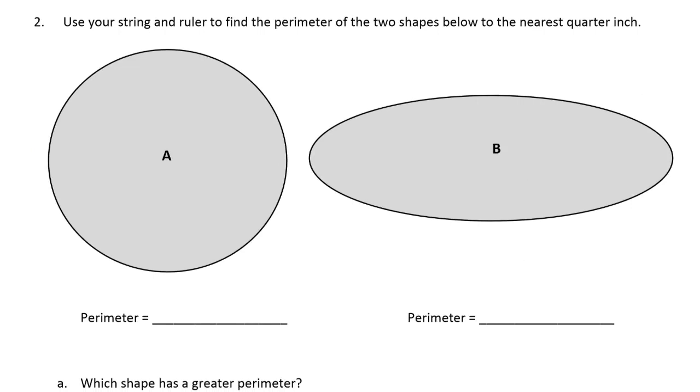Use your string and ruler to find the perimeter of the two shapes below to the nearest quarter inch. I want to mention this again because anytime you have to measure something on these pages, a lot of times the copy machines will scale it down to make more room in the margins. And so you'll never know from what you're measuring. For something like this, it doesn't matter that much, because your string is going to be close enough, within a quarter inch. You might be off by a quarter inch here or there, but it should be close enough.